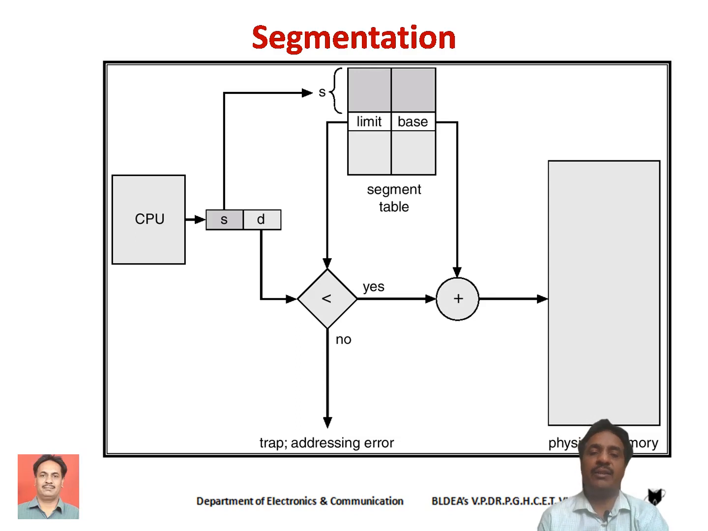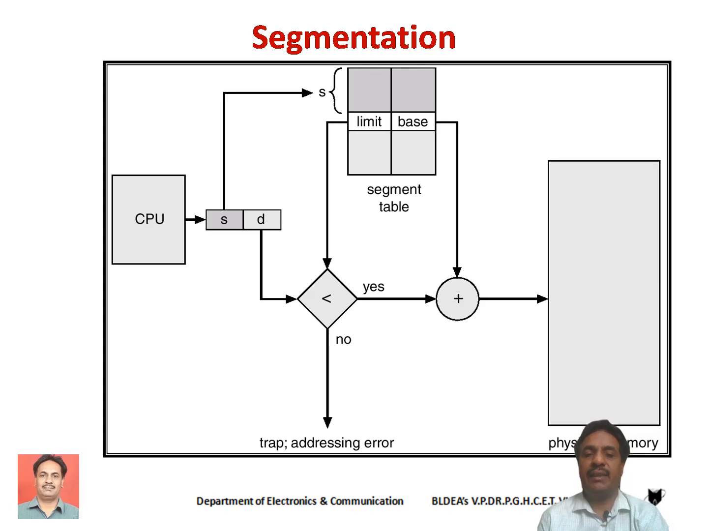If the offset value specified in the logical address is less than the limit of that particular segment, then we simply add this offset value D to the base address of the segment. Say for example, we assume that segment number is 2 and D is equal to 54. By using the segment table, we find the starting address of segment number 2. Assume that segment number 2 begins with address 1000.